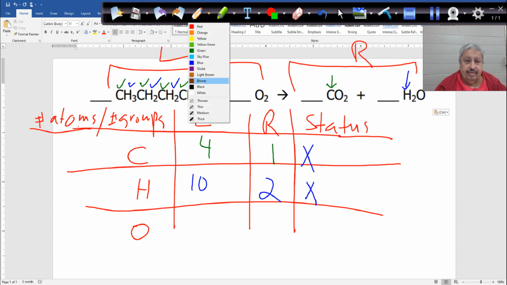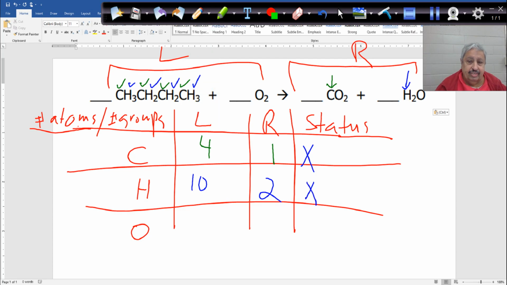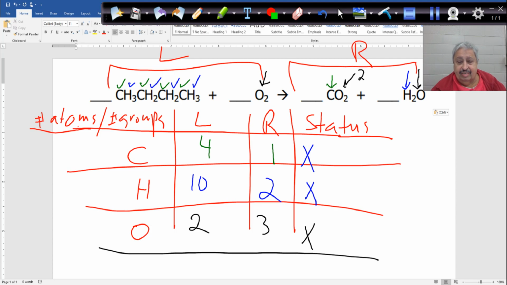So let's take oxygen. In the left is 2. Oxygen in the right, how many? 3. Somebody said 3. Correct or not correct? Correct. This is 2 here and this is 1. So it will be 3. Again, it's not balanced. So again, no rules.